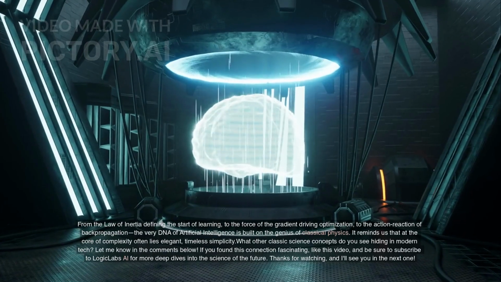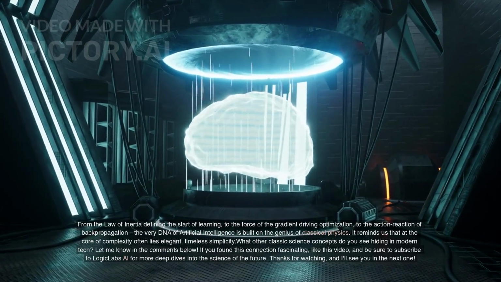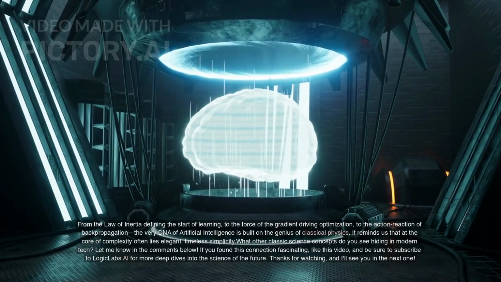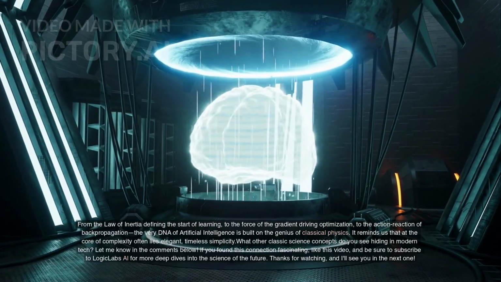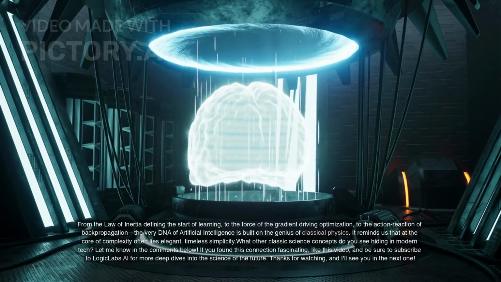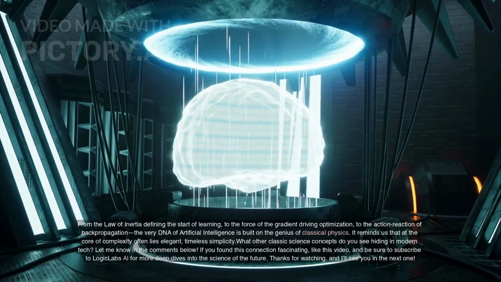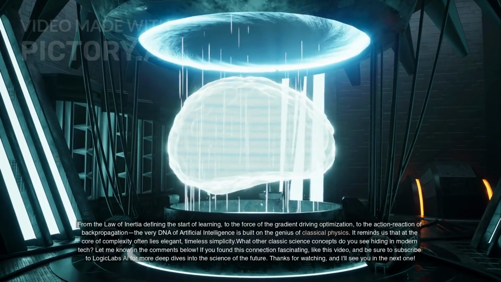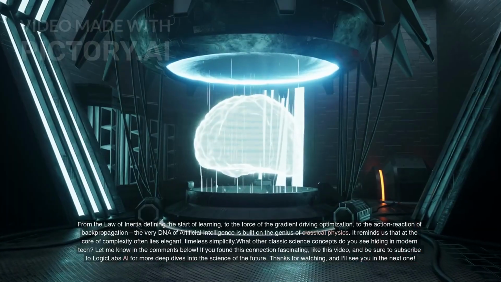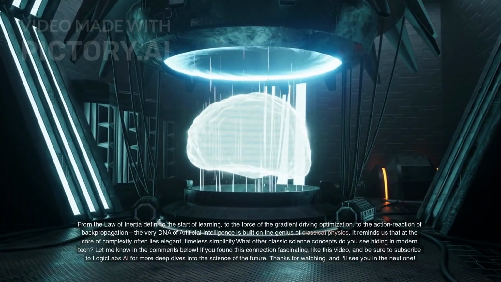From the law of inertia defining the start of learning, to the force of the gradient driving optimization, to the action-reaction of backpropagation, the very DNA of artificial intelligence is built on the genius of classical physics. It reminds us that at the core of complexity often lies elegant, timeless simplicity.